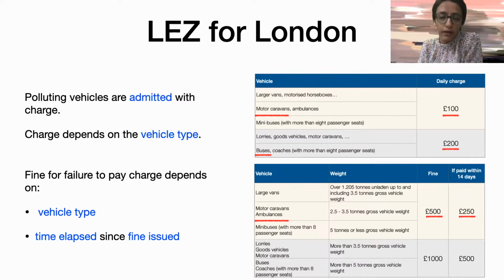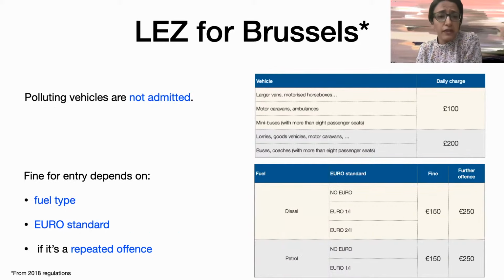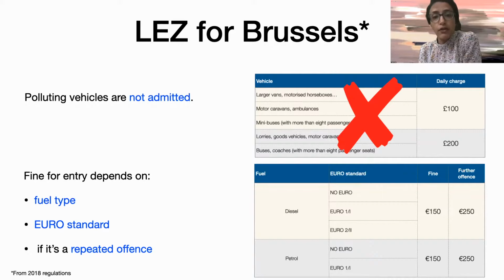Now, a system like this couldn't be immediately deployed in Brussels, where it's assumed that polluting vehicles are not admitted, and the fines that are issued for those who enter nonetheless depend instead on the fuel type or the classification of the car, for example, the Euro standard, and whether it's a repeated offence. So if the car operates on diesel and the Euro standard is Euro 1, then the fine is 150 euros for first-time offenders, but if it's a repeated offence, then it's 250 euros.